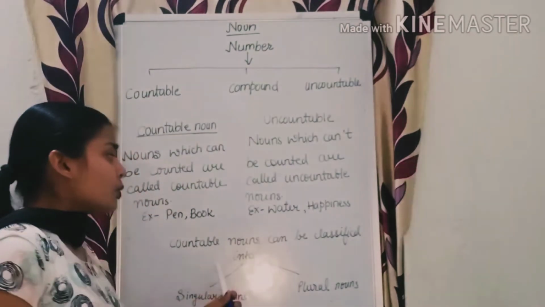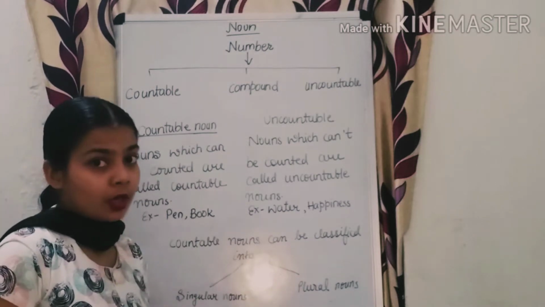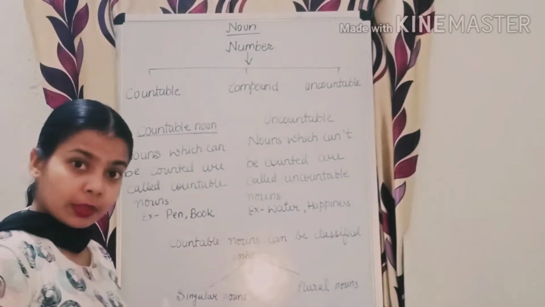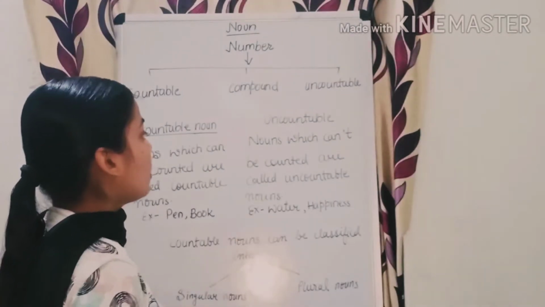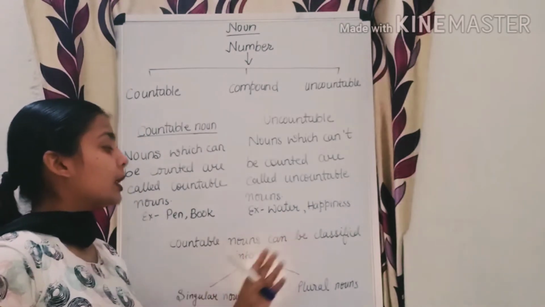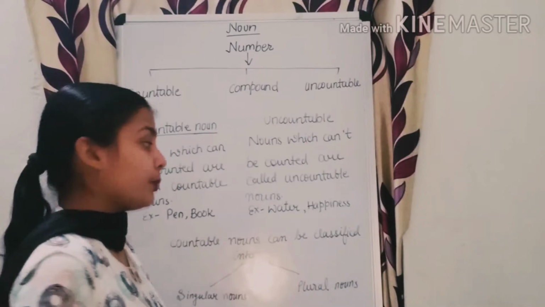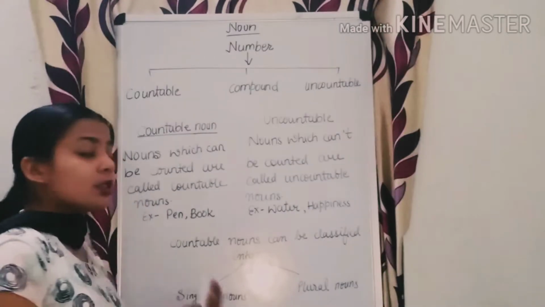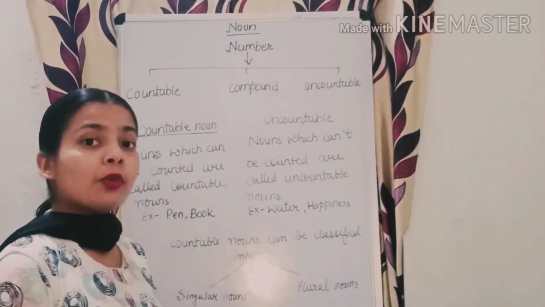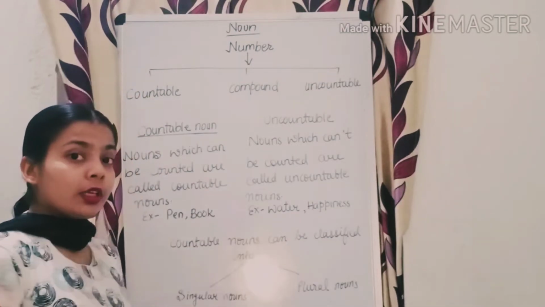Countable nouns can be classified into singular nouns and plural nouns. As we see, countable nouns are those nouns which can be counted and uncountable nouns are those which cannot be counted. Further, countable nouns can be classified into singular noun and plural noun. Now what is a singular noun? The word singular comes from single, meaning any noun which is one in number is known as a singular noun.